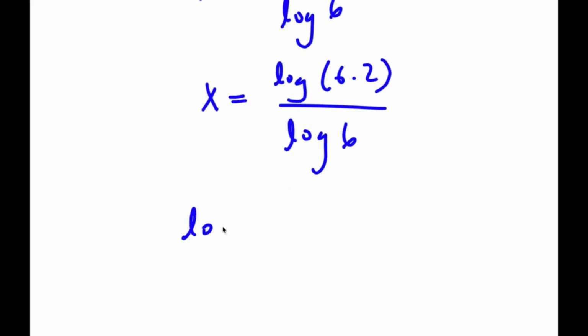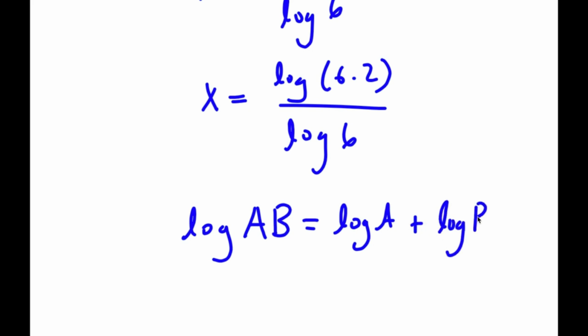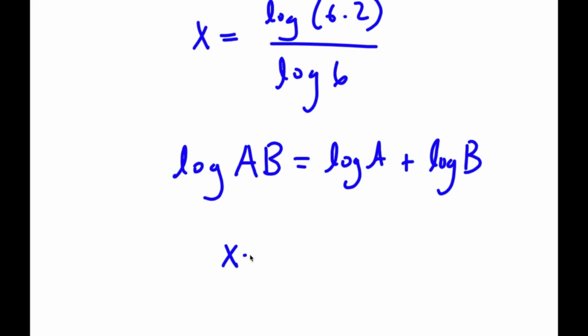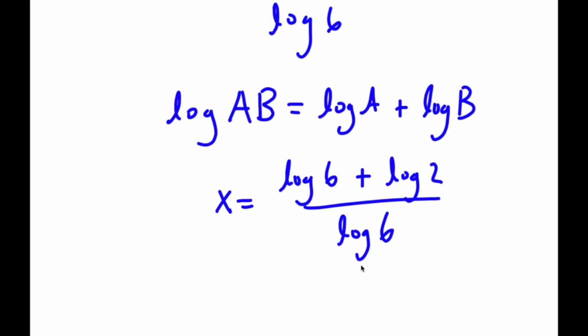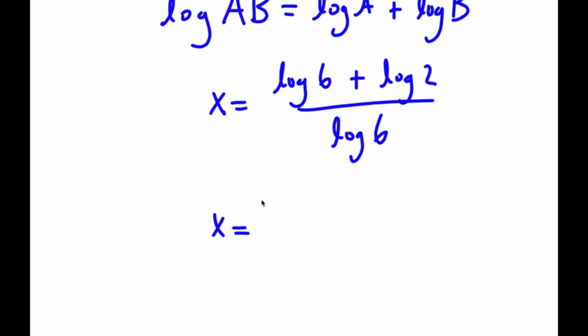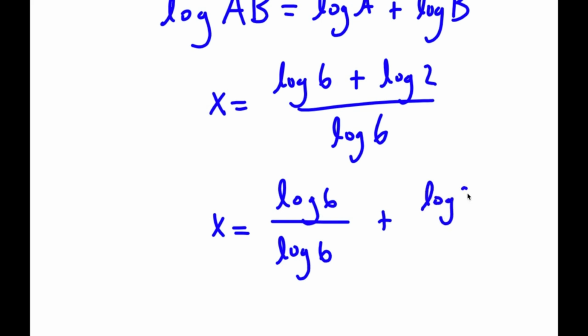And if I have something in the form log a times b, this is equal to log a plus log b. So log 6 times 2 I can write as log 6 plus log 2. Now I have this over log 6. Now log 6 plus log 2 over log 6, this is the same thing as log 6 over log 6 plus log 2 over log 6.